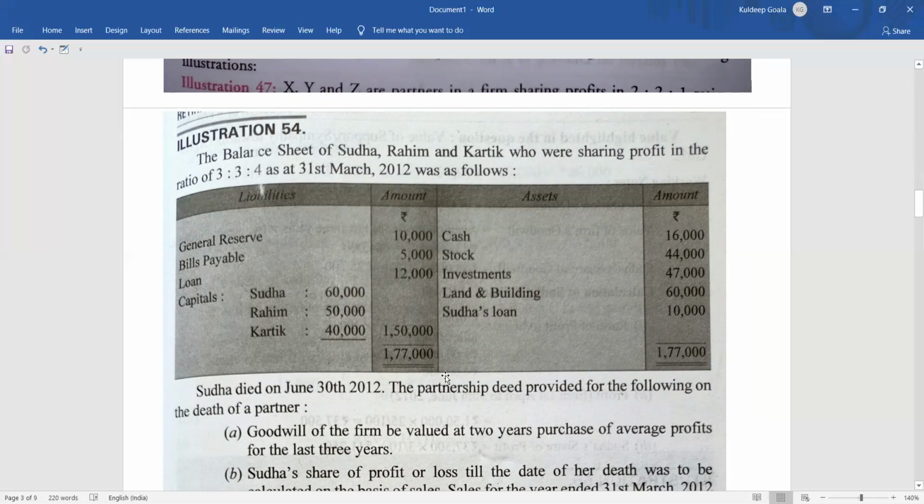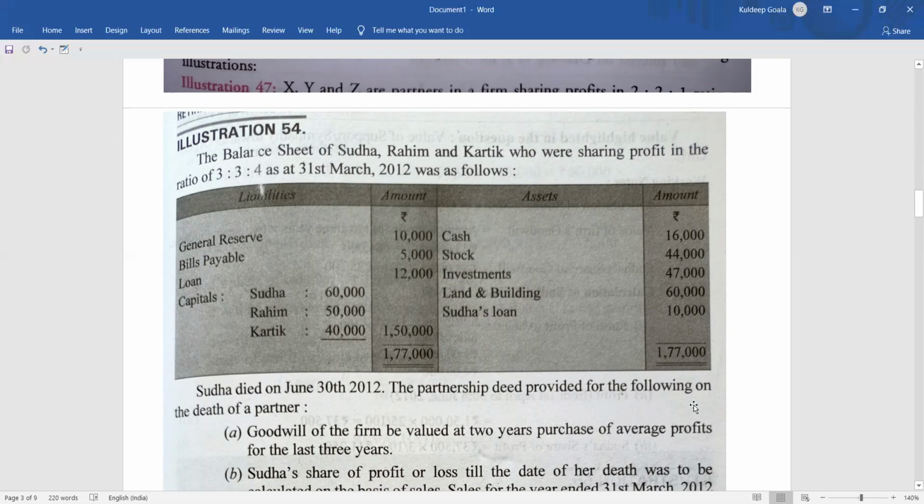Now, who died? Sudha died on 30th June 2012. Once you get the date of death, immediately you find out how many days Sudha was alive in the current year. Our year ends on 31st March, so obviously it starts on 1st April. From 1st April, the whole of April you get, then May, then June 30 she died. So that means 3 months. Sudha worked for 3 months in this current year.